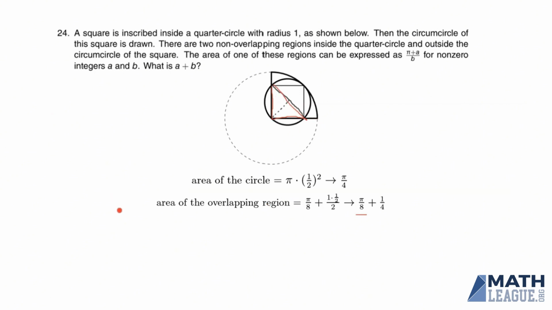So what we get for the area of the entire overlapping region is pi over 8 plus this, which is the area of the triangle, so plus 1 over 4. And that's the area of the entire overlapping region. So since we know the area of the circle, as well as the area of the overlapping region with the larger circle, we can subtract the area of the overlap from the total area of the circumcircle to get the area of both of these regions right here and right here.